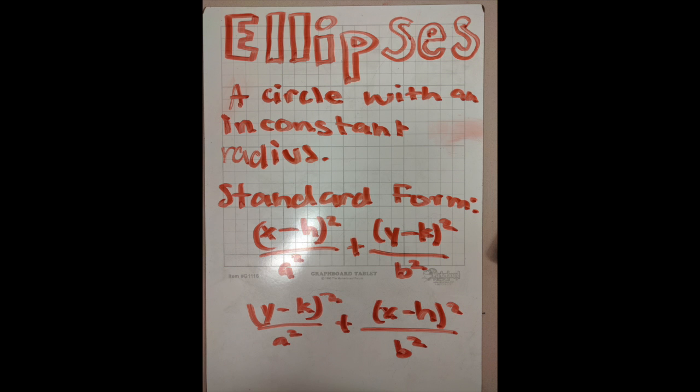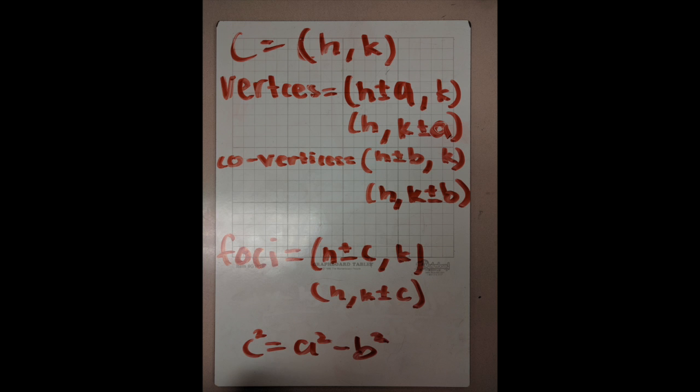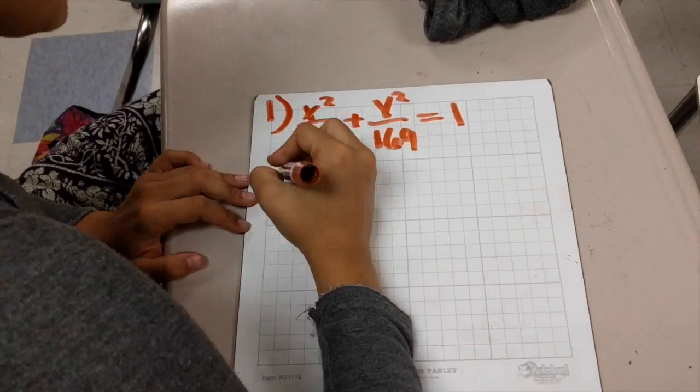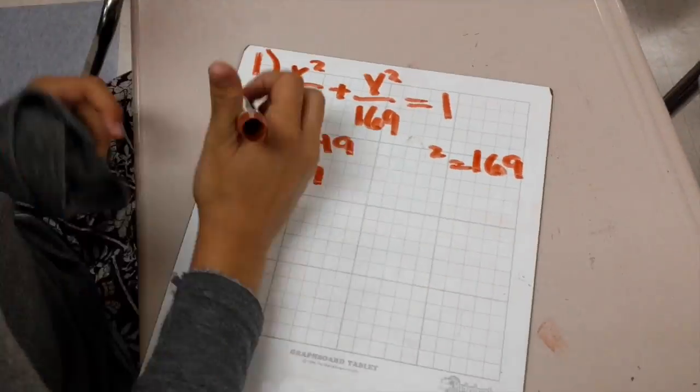An ellipse is like an oval. It is a conic that cuts through a cone at an angle. The standard form is shown. A represents the length of half of the major axis and is always the square root of the bigger number.